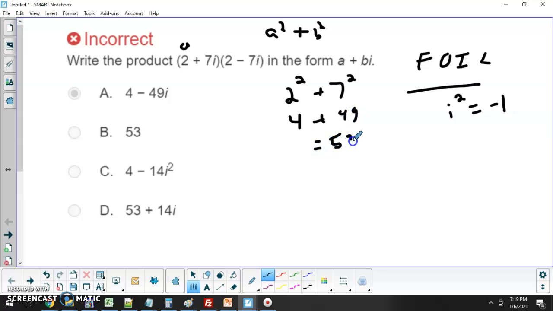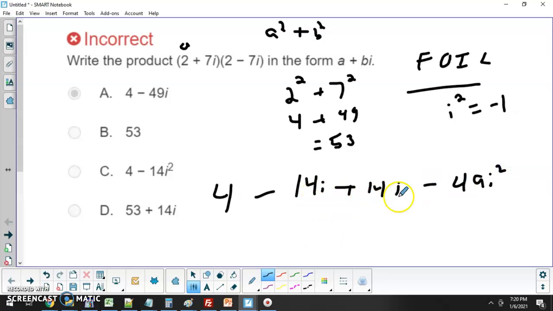Now, if you FOIL it, well, you do 2 times 2 is 4. The outside terms is -14i. The inside terms is 14i. And the last term is 7i times -7i, which is -49i squared. Now, remember what I just said about i squared. It's -1. So that's plus 49, that's plus 4, that's equal to 53.